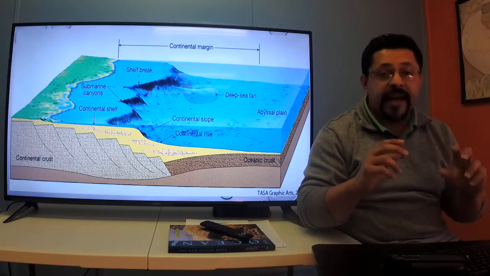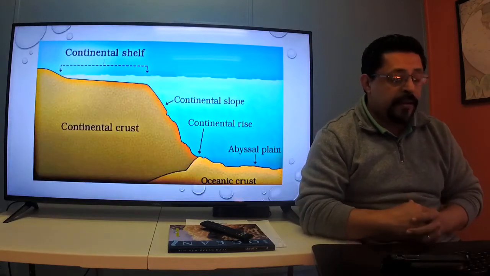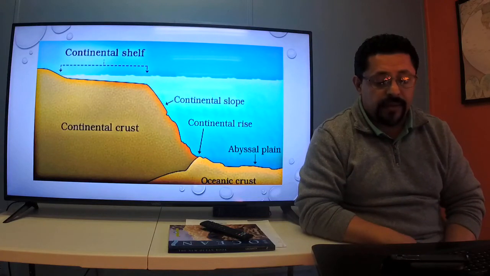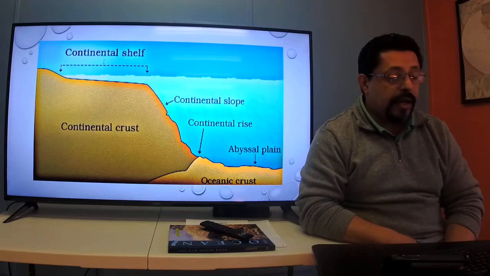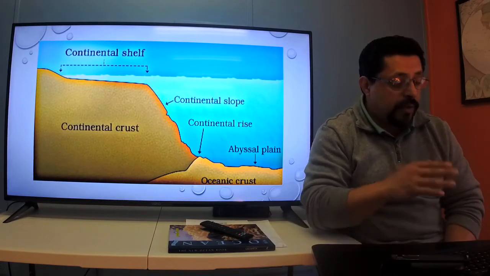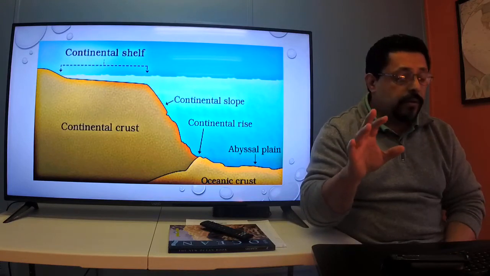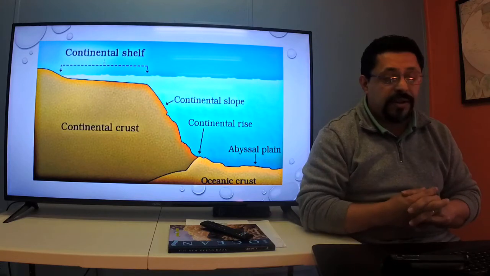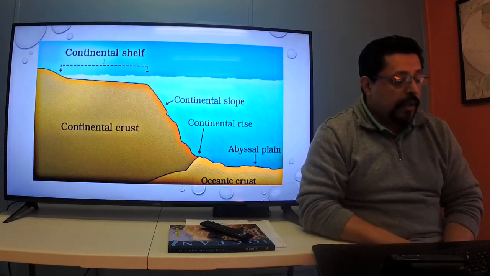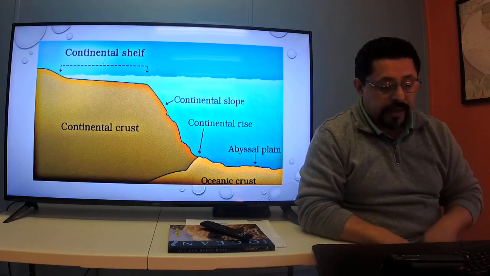Again, we're looking at physical features of the ocean. Here's another one that'll just show it to you a little bit better. We're going to look at each one of these individually, so that you know what each one of these features entails. All right, so let's talk about the continental margin. These notes are the ones that you will need to start writing, okay?